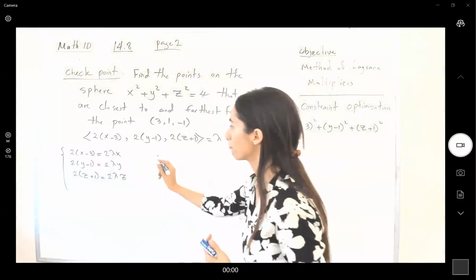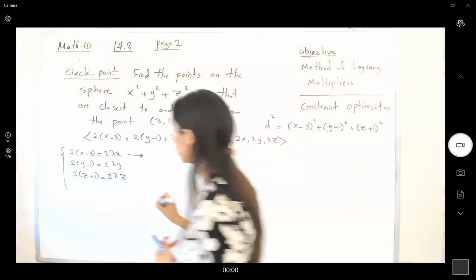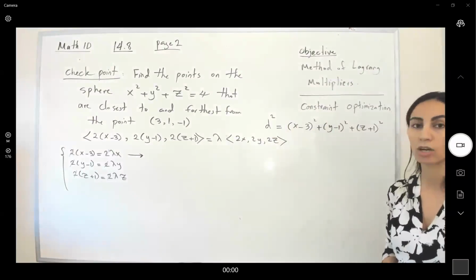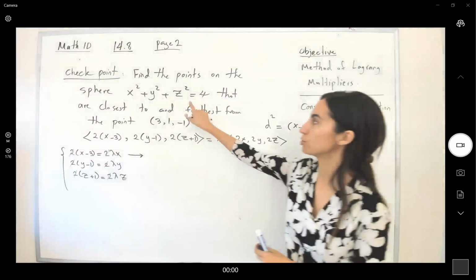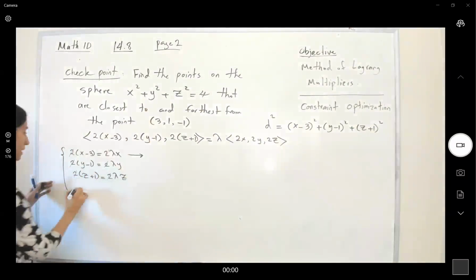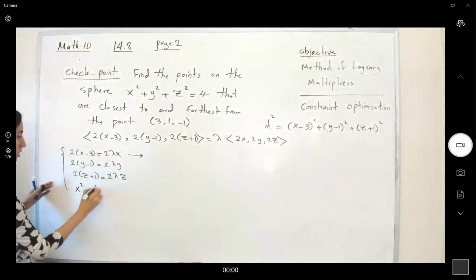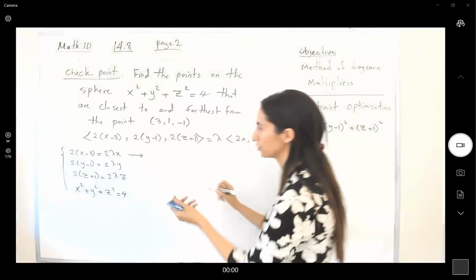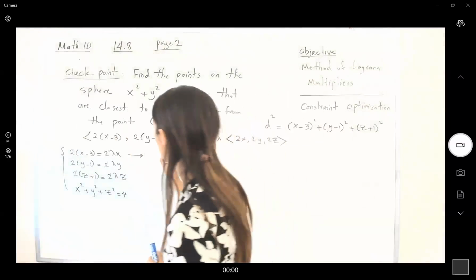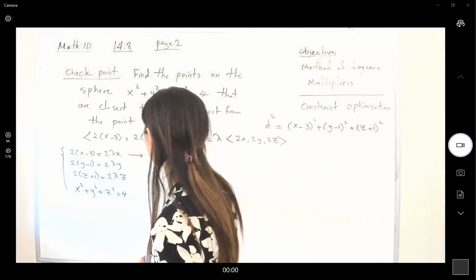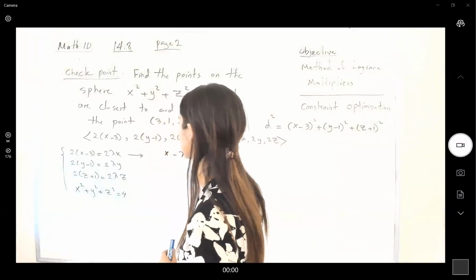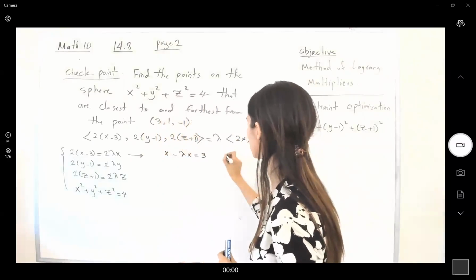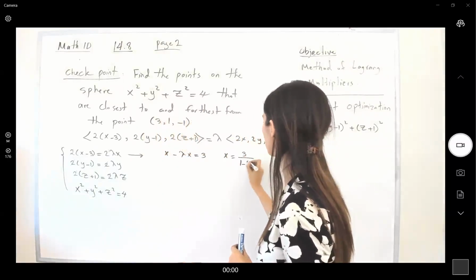By solving the first equation, we're trying to write down x in terms of lambda, y in terms of lambda, z in terms of lambda, and then use our constraint. Remember that the last equation that you can use is your constraint equation. Okay, so here, if you write x in terms of lambda, you get x minus lambda x equals 3. So x is equal to, let's write it down, 3 over 1 minus lambda.